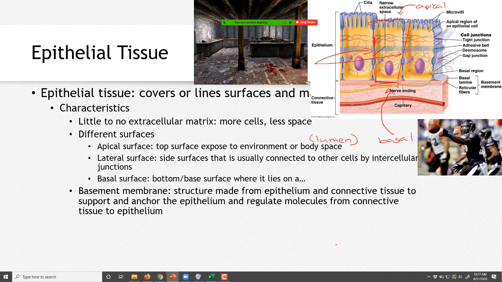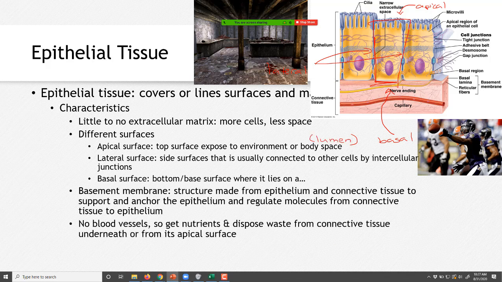The reason why we want to have this connection is because epithelial tissue is avascular. Okay? When I say avascular, it means that it has no blood vessels. Avascular. Vascular means blood vessels or containing blood vessels, and this A means no, or the opposite, basically. So it has no blood vessels here.